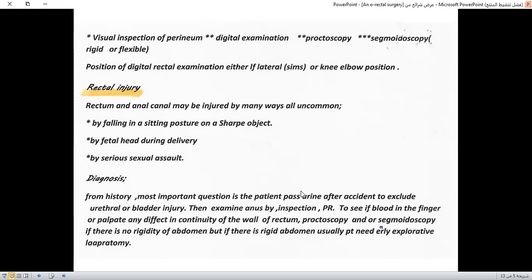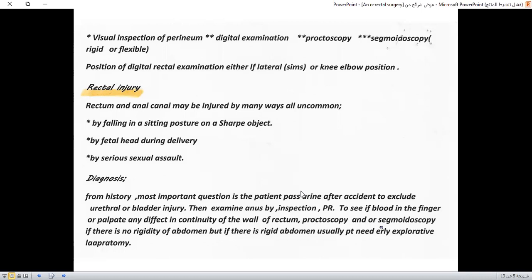Rectal injury. Rectum and anal canal may be injured by many ways, all uncommon, either by falling in a sitting position on a sharp object or by fetal head during delivery, ممكن يصير rectal injury, or by serious sexual assault. And regarding the diagnosis of rectal injury from history, most important question is does the patient pass urine after accident to exclude urethral or bladder injury or not. يعني أول سؤال بالrectal injuries is the patient pass urine or not.